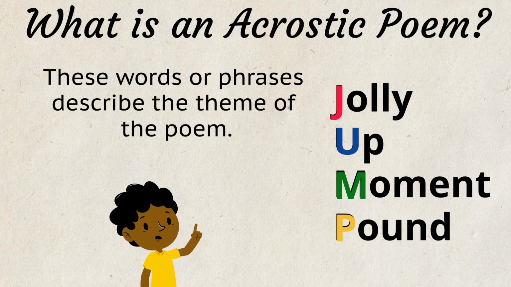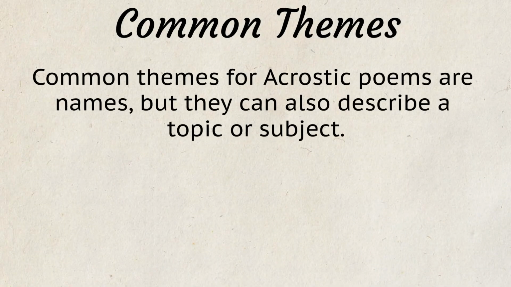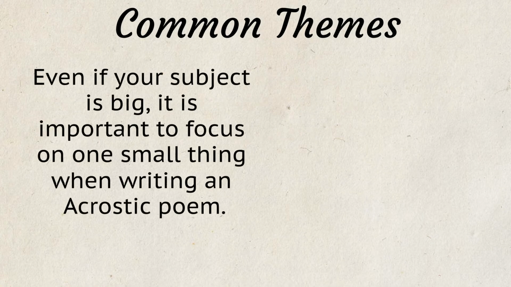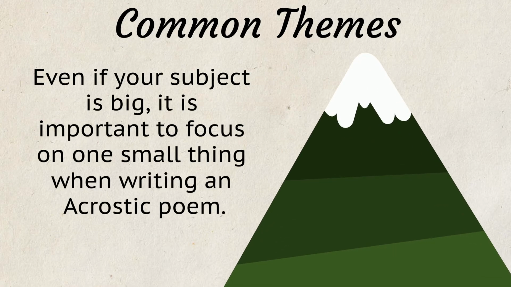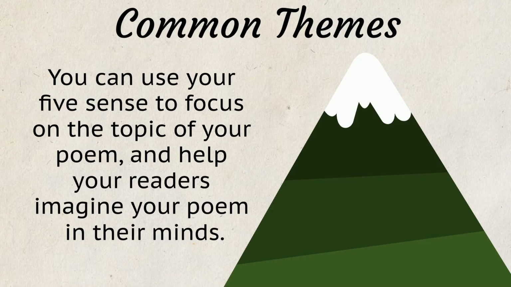These words or phrases describe the theme of the poem. Common themes for acrostic poems are names, but they can also describe a topic or subject. Even if your subject is big, it is important to focus on one small thing when writing an acrostic poem. You can use your 5 senses to focus on the topic of your poem and help your readers imagine your poem in their minds. This poetic device is called imagery.